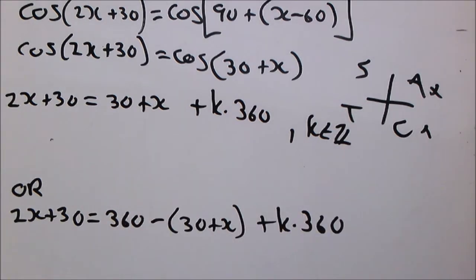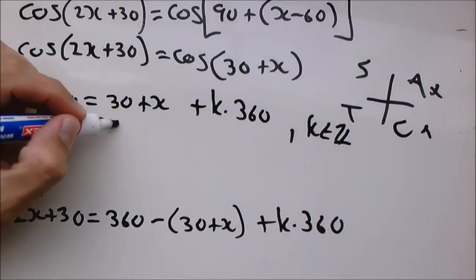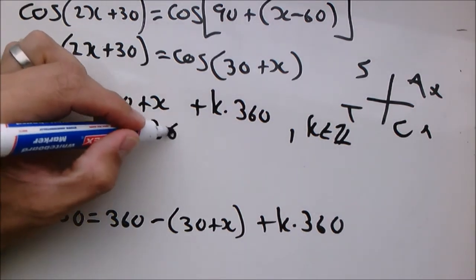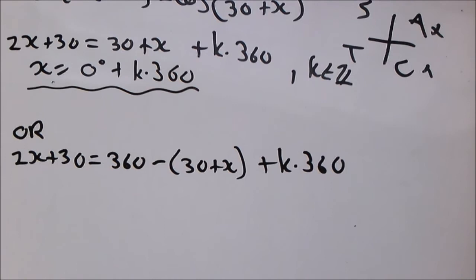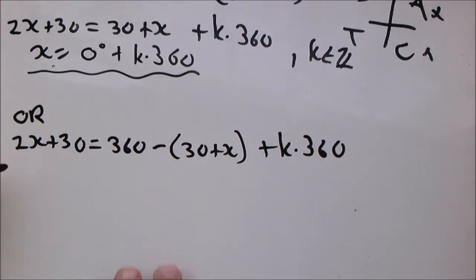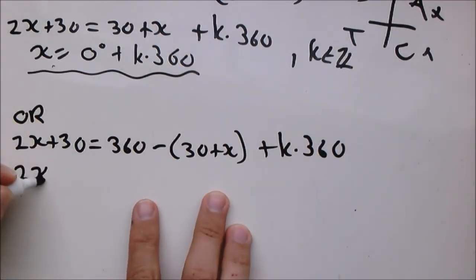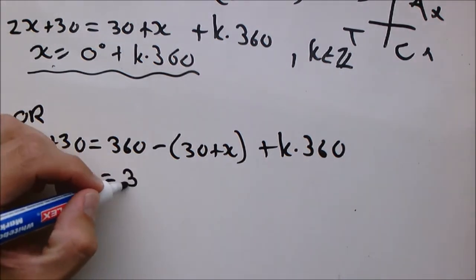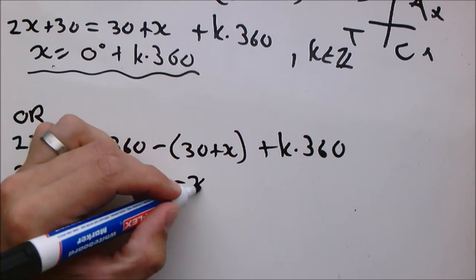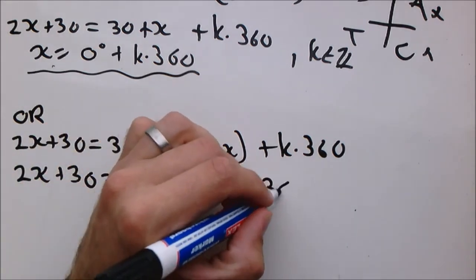So let's simplify the first one. 2x minus x just becomes an x. 30 minus 30 becomes 0, which is no problem at all. And then for the second expression, we can simplify the right hand side, and it would become 360 minus 30 is 330 minus x plus k 360.